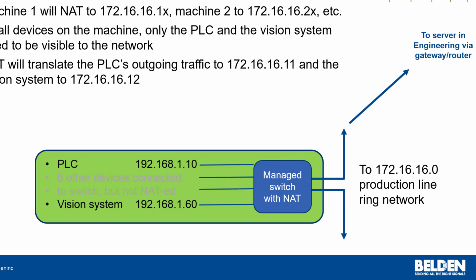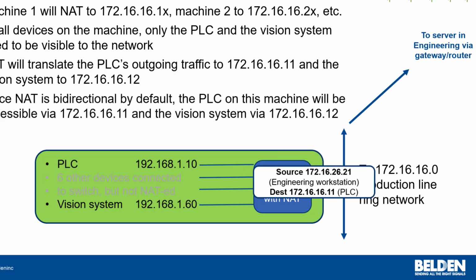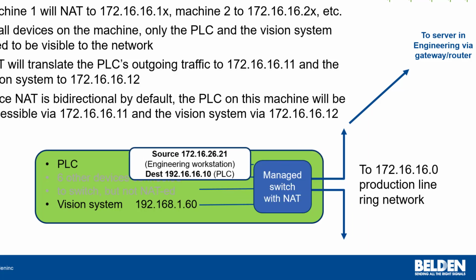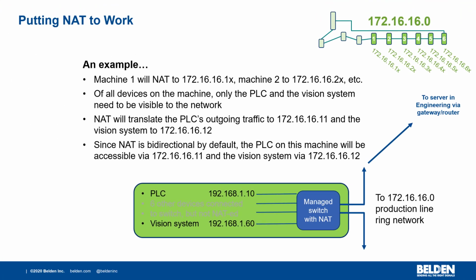And obviously any incoming traffic, because the NAT is a bidirectional protocol, it is then going to allow the communication from the network to the PLC utilizing its NATed IP address, which is the 172.16.16.11. The switch will receive that, NAT it back over to the 192.168.1.10, and transfer that message over to the respective PLC.